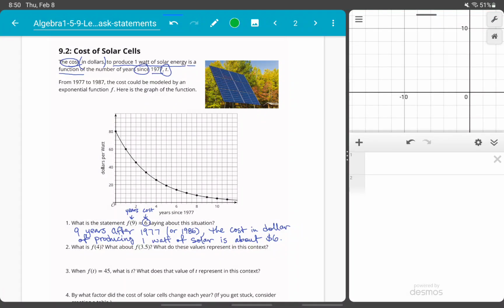What is f of 4? What about f of 3.5? What do these values represent in this context?